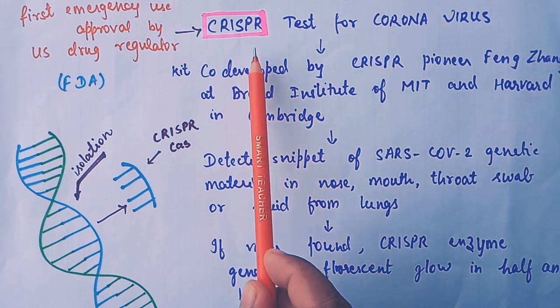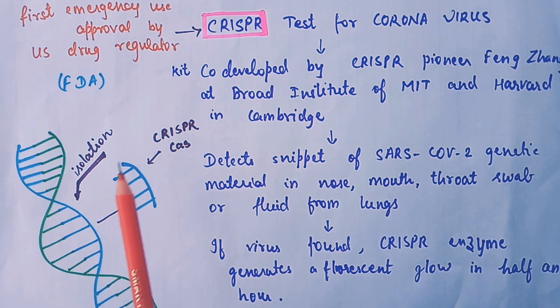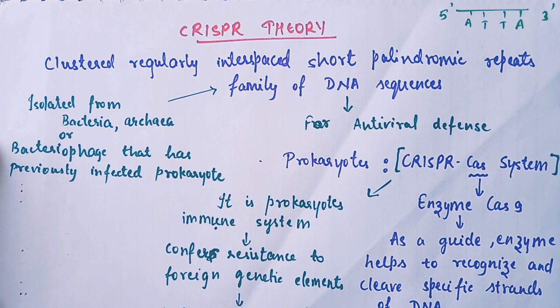So basically CRISPR is a DNA sequence. So this is the DNA, and the removal of a specific sequence from the DNA is known as CRISPR-Cas. Let's see in detail what actually the CRISPR theory is.